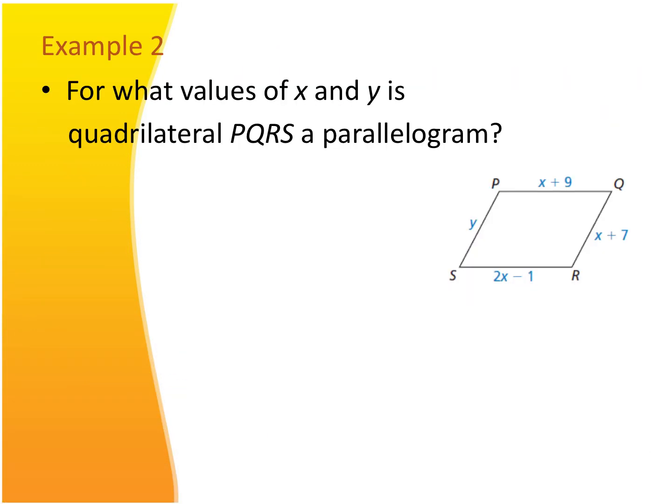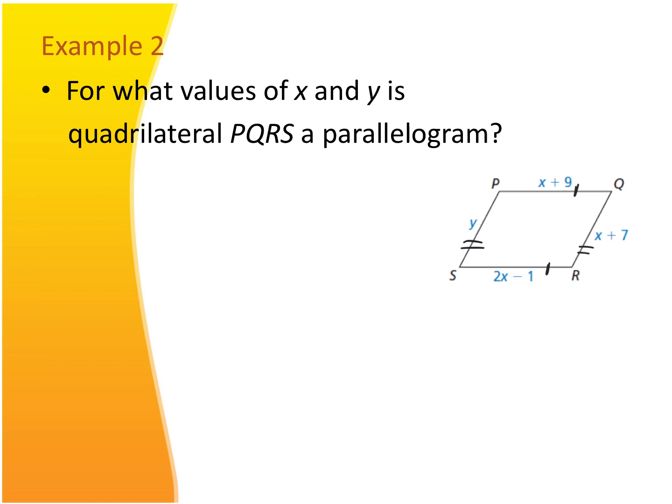All right, let's go over example 2. They're saying, for what value of x and y is the quadrilateral PQRS a parallelogram? And since they want us to solve for x and y, we know that these two are going to be congruent, and these two are going to be congruent. Now that is based on the parallelogram opposite side converse, that if both pairs of opposite sides of a quadrilateral are congruent, then the quadrilateral is a parallelogram.